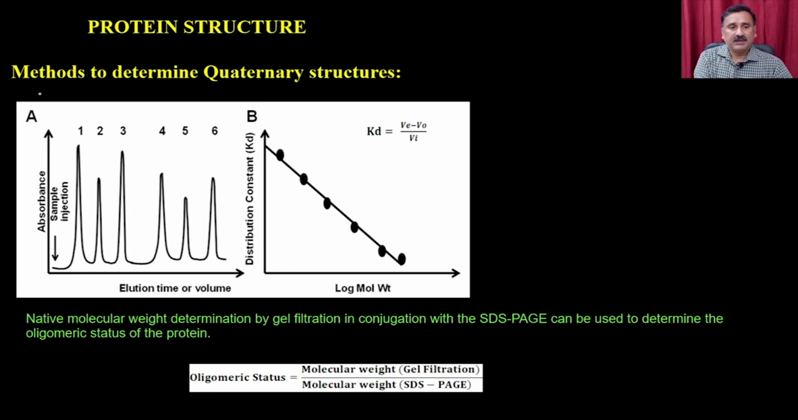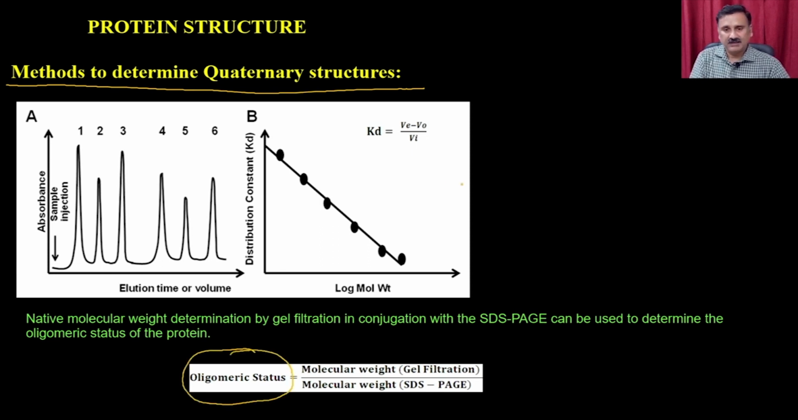The methods to determine the quaternary structure: you are going to determine the oligomeric status, and these methods we are going to discuss in detail when we discuss gel filtration chromatography as well as electrophoresis. You are going to take the protein and resolve it onto a gel filtration column in conjunction with SDS-PAGE.